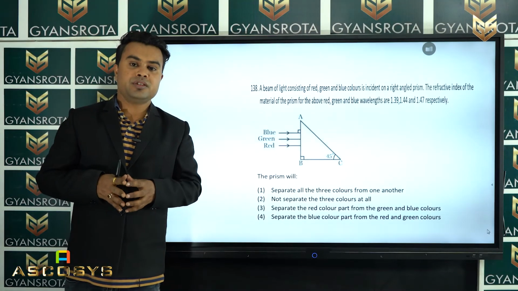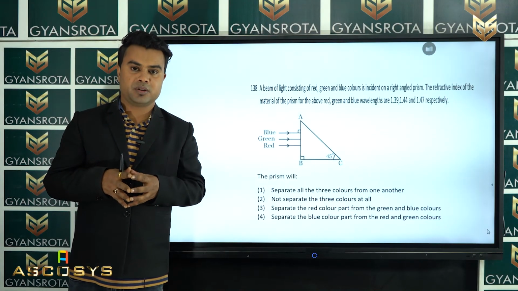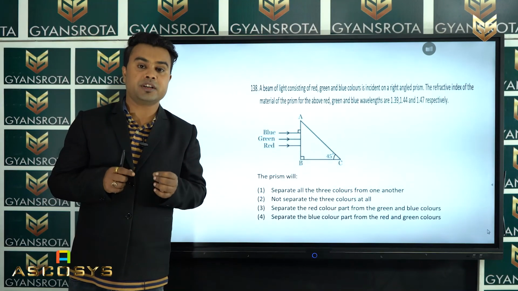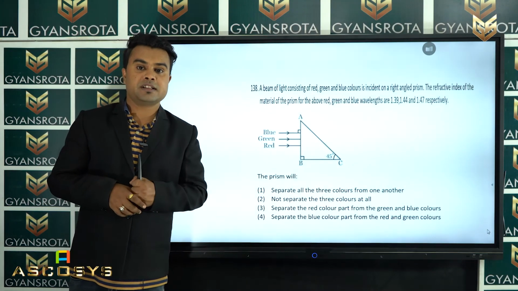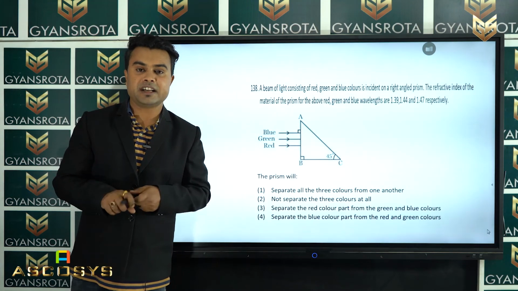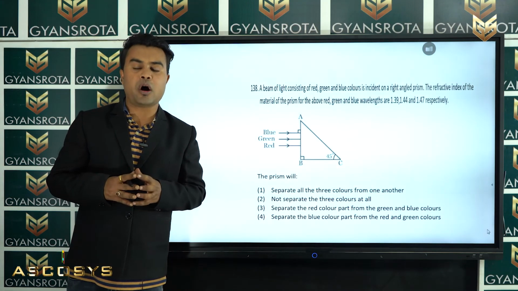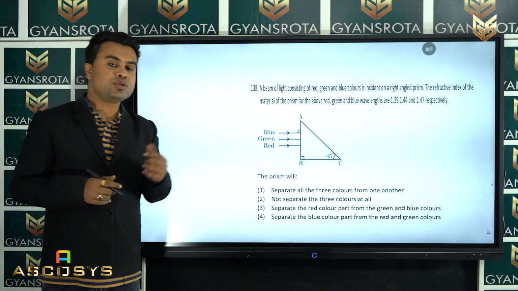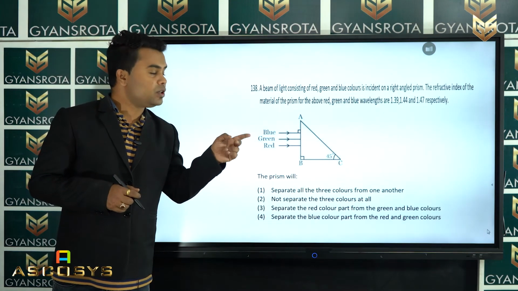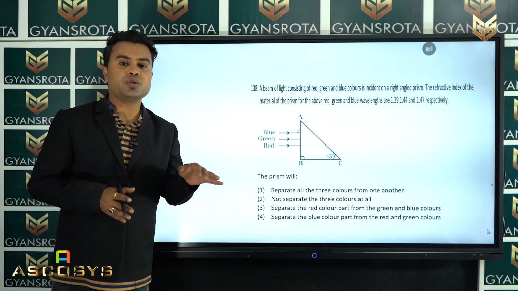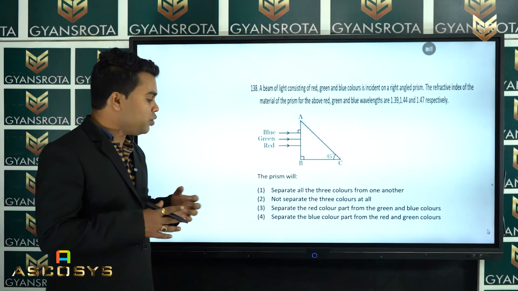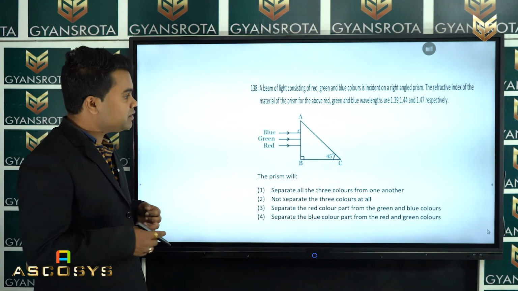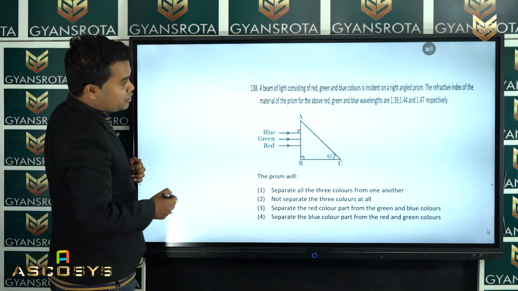This is a question from ray optics. If you have studied the topic total internal reflection in ray optics, you will see this. This question is exactly there in NCERT also. So what you have to do here is check which color will not undergo total internal reflection and which will. The one which will not go through total internal reflection will be separated from the other colors. Okay, now let us check here.